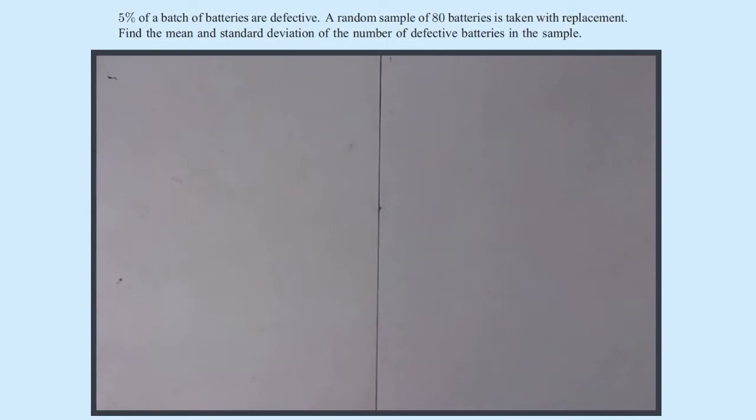5% of a batch of batteries are defective. A random sample of 80 batteries is taken with replacement. Find the mean and standard deviation of the number of defective batteries in the sample.